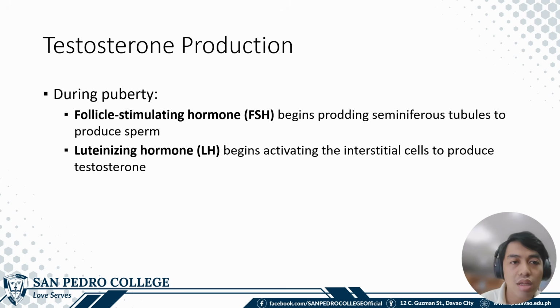During puberty, these are some hormones that are involved. The FSH, or the follicle stimulating hormone, stimulates the seminiferous tubules to produce the sperm, whereas the luteinizing hormone stimulates the interstitial cells of the testes to produce the testosterone. So the FSH, in both male and female, is involved in the production of your sex cells, whereas your LH is involved in the production of the gonadal hormone.